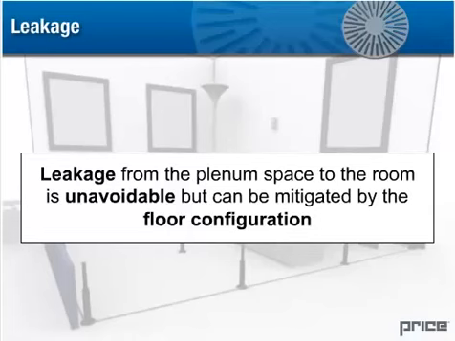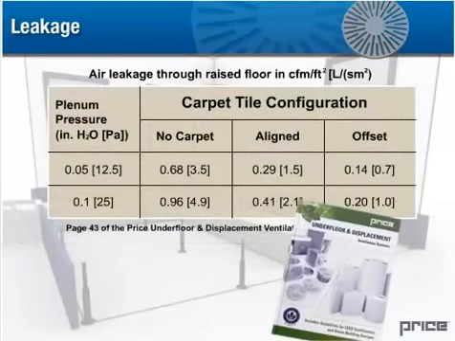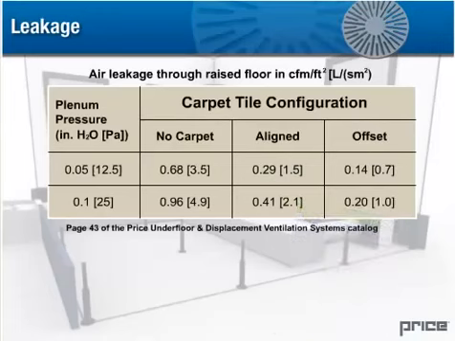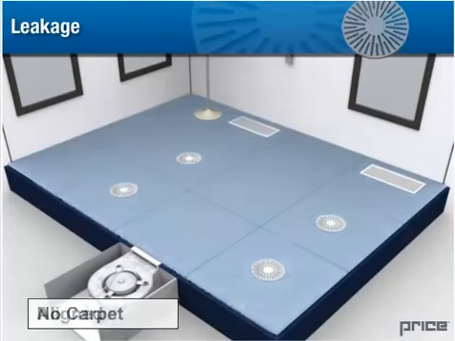floor configuration. This table, page 43 of the Price Underfloor and Displacement Ventilation Systems catalog, shows the leakage of a standard floor with 0.05 inches water gauge and 0.1 inches water gauge of pressure. In this table, no carpet refers to a raised floor installed without any room side finishing.